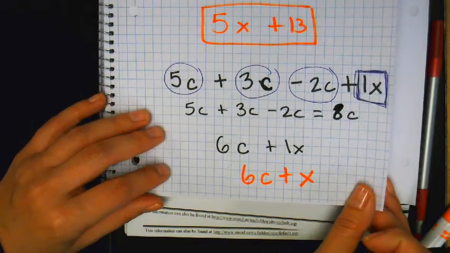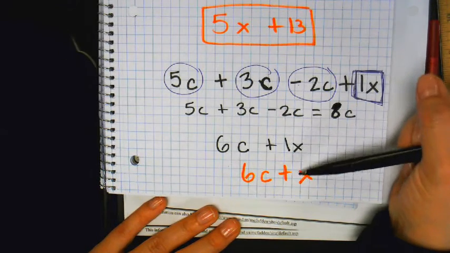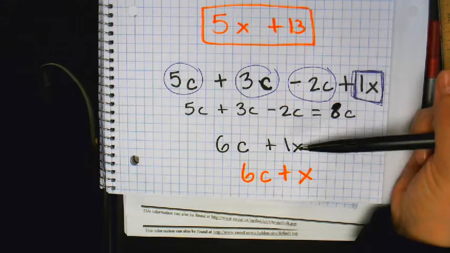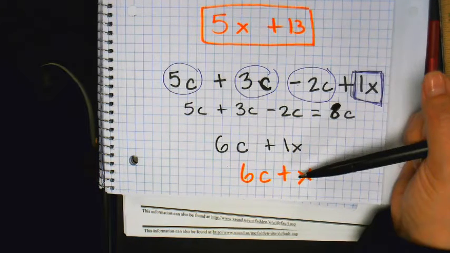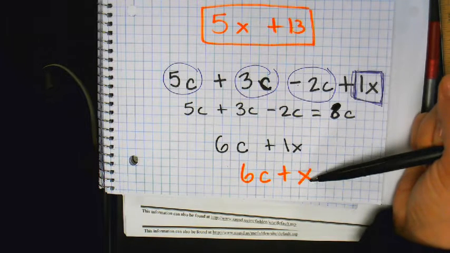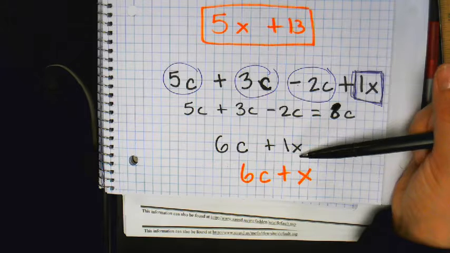Change it to x. This brings me to this point. In algebra, we do not write the 1x. There is an invisible 1 here that 99% of the time you will not see. It will be written just as x, but it has a value of 1x. We just don't write the 1.